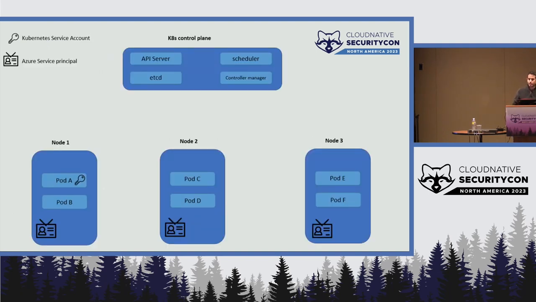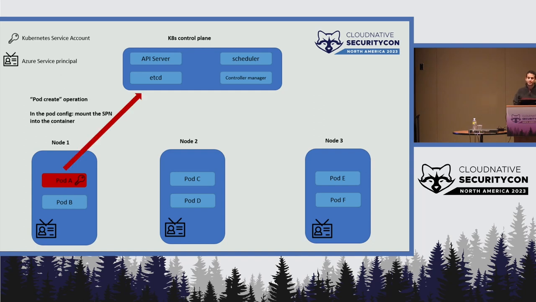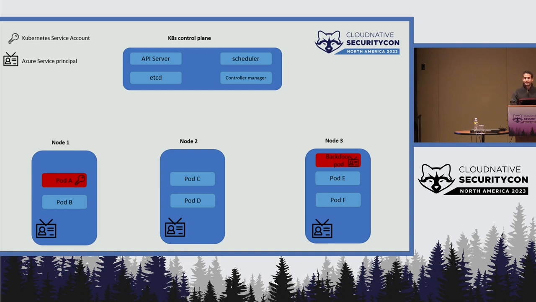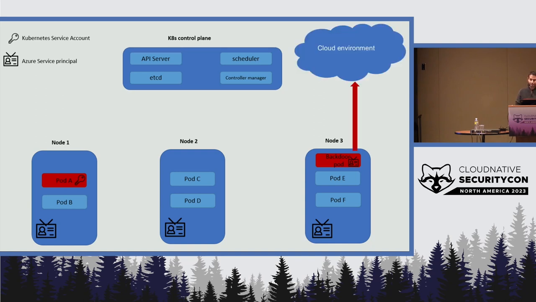So now let's see it in action, how attackers can leverage it. Let's assume pod A is compromised and it has a service account attached to it. Now, if this service account is authorized to create new pods, that attacker can abuse this permission and create a new pod with configurations that mount the credential file to it. This mount results in a new container that can access the local cred file and make calls under the SPN identity. And this is how an attacker could have achieved a backdoor container with access to Azure APIs.